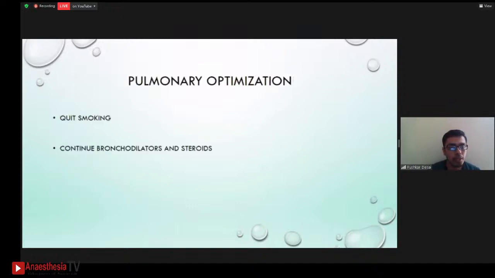Coming on to the optimization, during pulmonary optimization in the days before surgery, if the patient is a smoker, we usually ask them to quit smoking. If the patient has COPD and is taking some medicines, we usually continue the bronchodilators and steroids till the morning of the surgery.